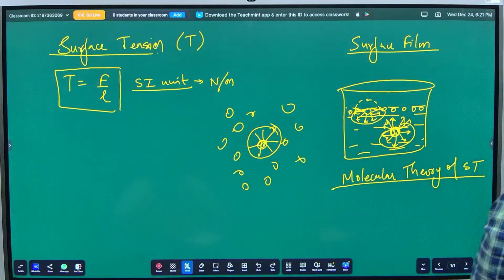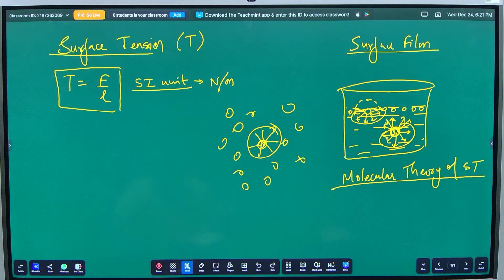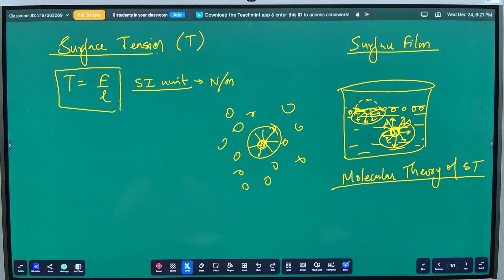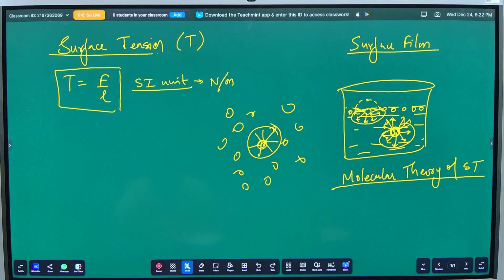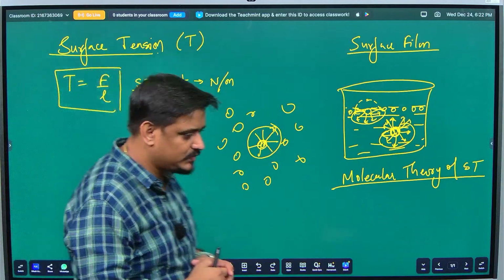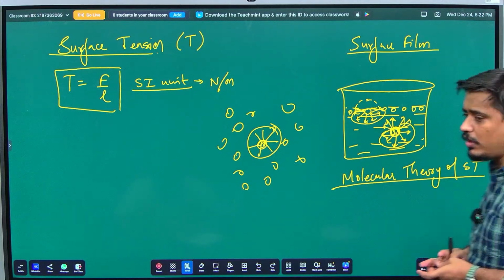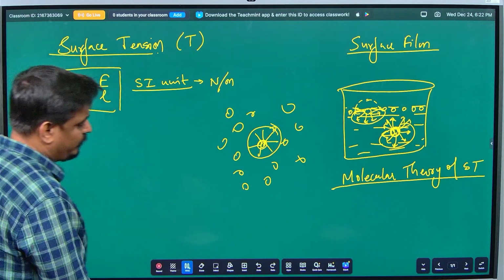Whereas the molecules present in the surface film, in bracket you can write topmost layer of the liquid, there is more downward force than the upward force.